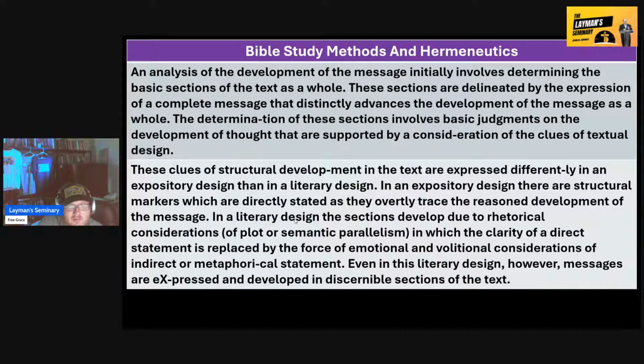An analysis of the development of the message involves determining the basic sections of the text as a whole. These sections are delineated by the expression of a complete message that distinctly advances the development of the message as a whole.